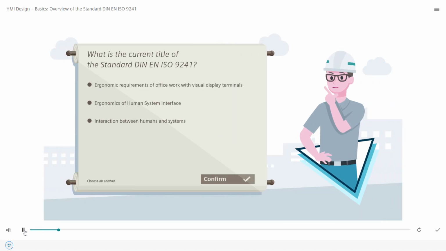Before we move on to summarizing the most important elements of this chapter, overview of the standard DIN EN ISO 9241, let's take a moment to apply and reflect on the new information. Tip: when answering the questions, consider the reasons behind your answers. To achieve a good design, you need to apply guidelines from the current standard, as well as take into account context of use to guarantee high usability. Let's test your newly acquired knowledge.